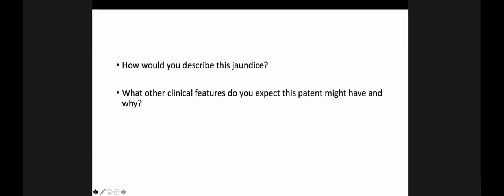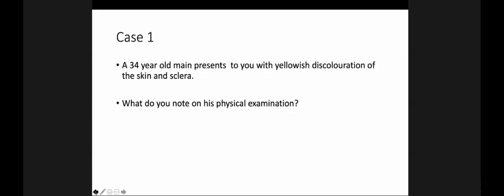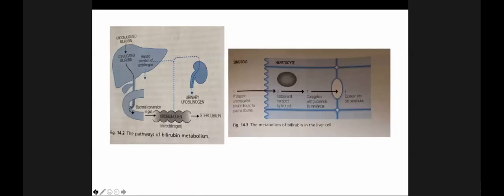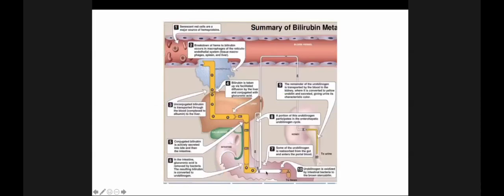So if there's a problem with the excretion here, right, then there's no urobilinogen in the gut, and therefore there's no stercobilin in the stools. The stool becomes pale, right?